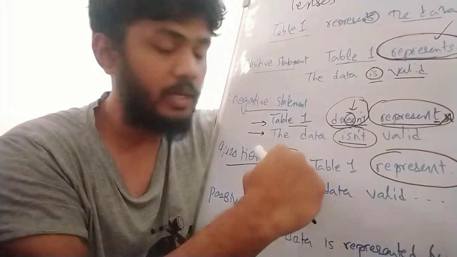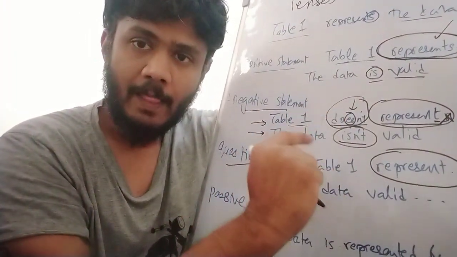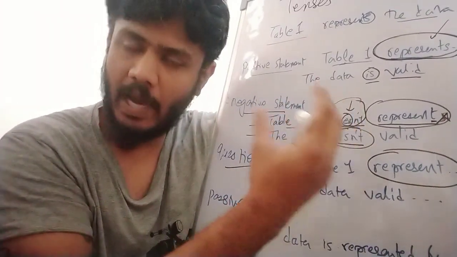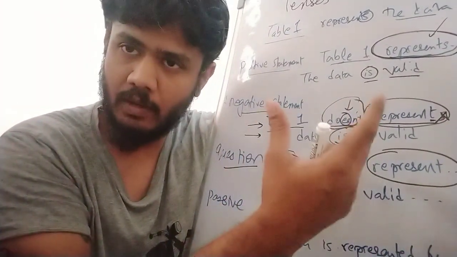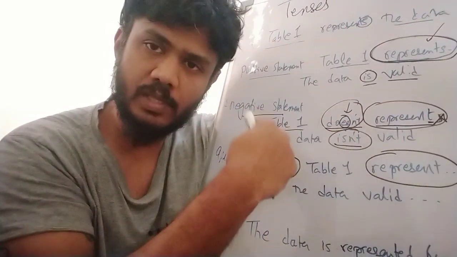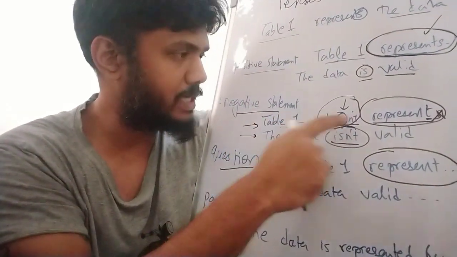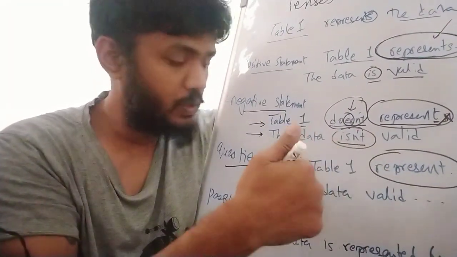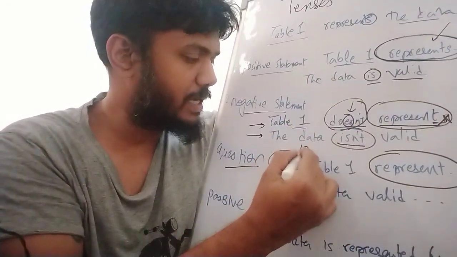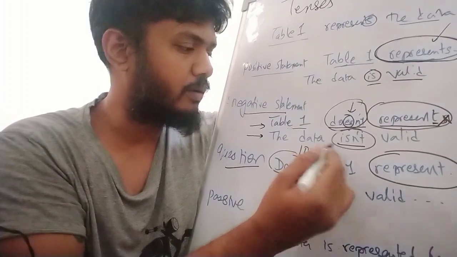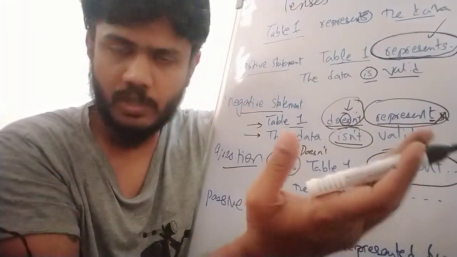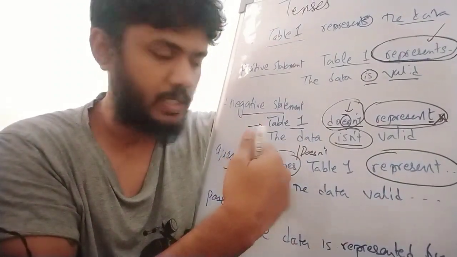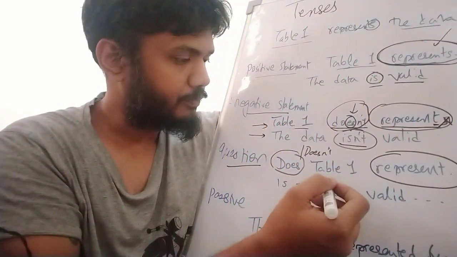So when you're asking questions, you need to remember that it is always the first helping verb. It's the first verb, whether it's a helping verb or a main verb, it's the first verb which goes before the subject. So table 1 doesn't represent, does table 1 represent? Of course, you can also use it in the negative. You can also say doesn't table 1 represent, right? Depending on what you want to say. But the first verb will go before the subject, right?